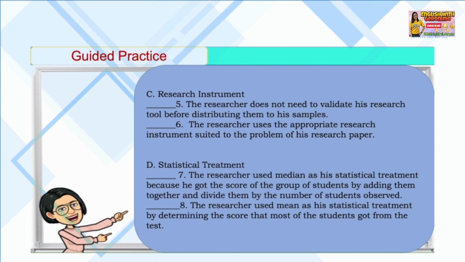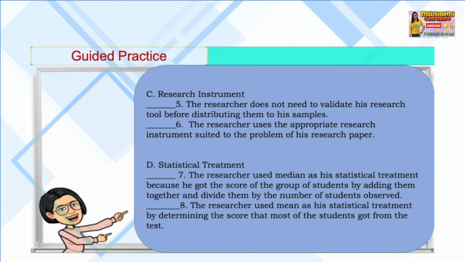Letter C. Research instrument. Number 5. The researcher does not need to validate his research tool before distributing them to his samples. Number 6. The researcher uses the appropriate research instrument suited to the problem of his research paper.